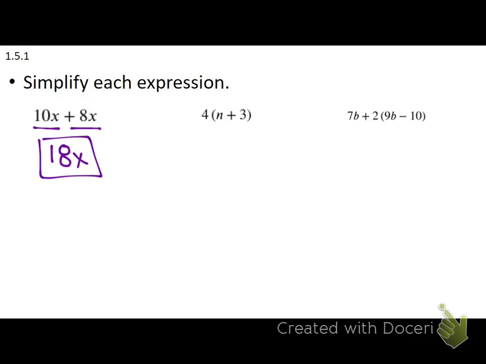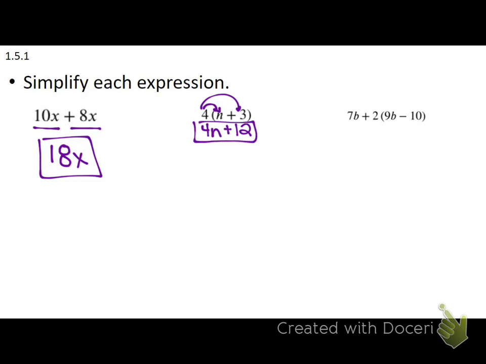Okay? The next one, we have 4 parentheses n plus 3 close. How do I even begin to solve this problem? Or not solve, but simplify. Josh? Distribute. What am I going to distribute? 4n and then 4 times 3. So you took 4 times n, then 4 times positive 3, which is positive 12. After I distribute, I have to look and see, can I combine like terms? Nope. So this is going to be my final answer.